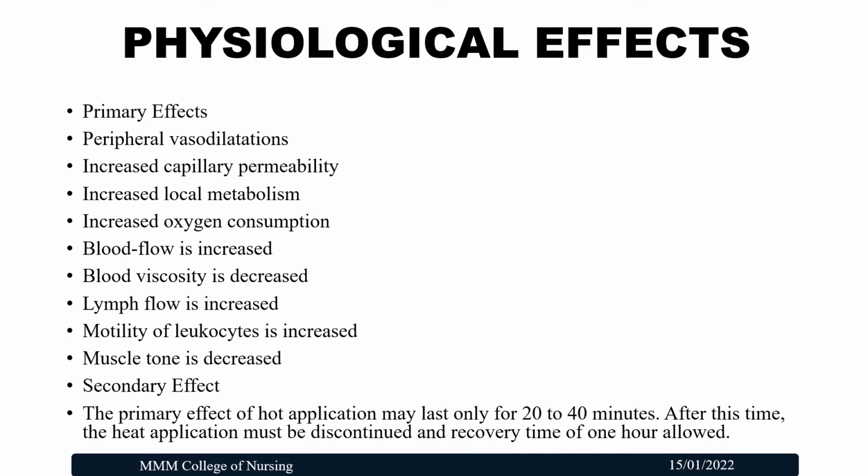Physiological effects. Physiological effects are divided into primary effect and secondary effect. So let's see the primary effect. It affects peripheral vasodilation, increased capillary permeability, it increases the local metabolism, it increases oxygen consumption, blood flow is increased, blood viscosity is decreased, lymph flow is increased, motility of leukocyte is increased, muscle tone is decreased. So these all come under the primary effect.